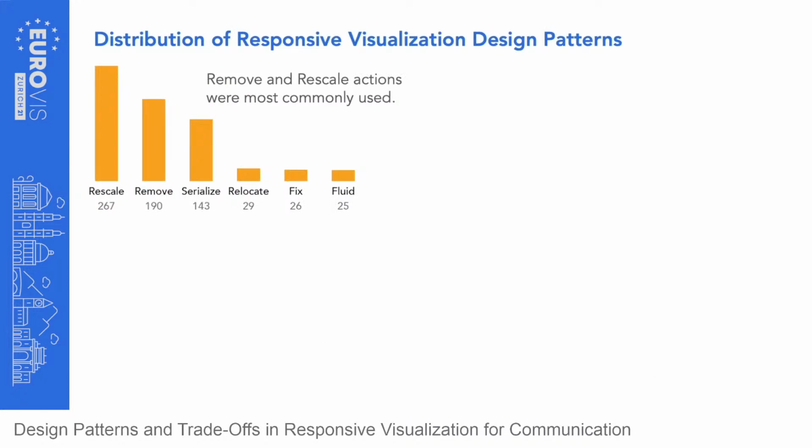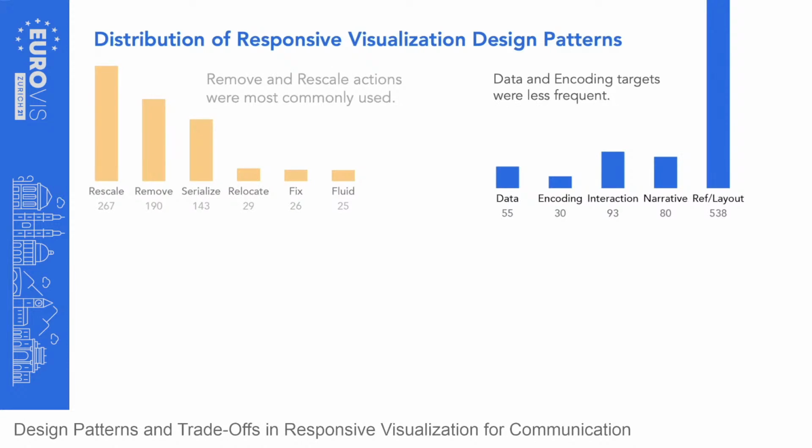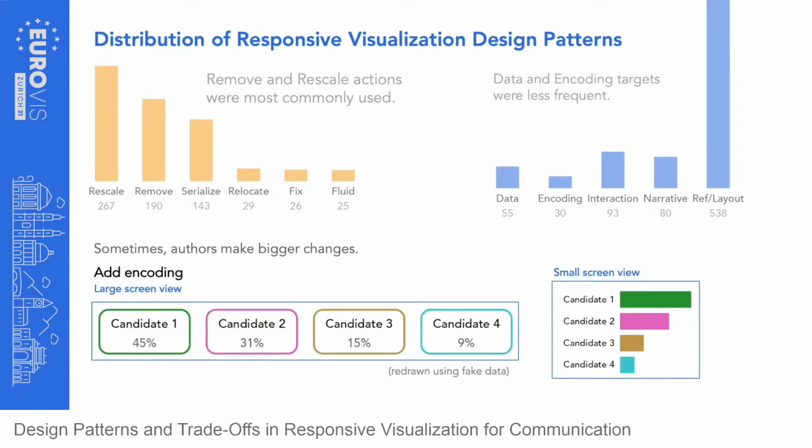Overall, rescale and remove actions were most commonly used, and data and encoding targets were less frequent. Sometimes authors make bigger changes like adding an encoding channel. We suspect that the automatability of these frequent strategies plays a role in their popularity. That is, authors may try to avoid substantive changes which are more effortful.